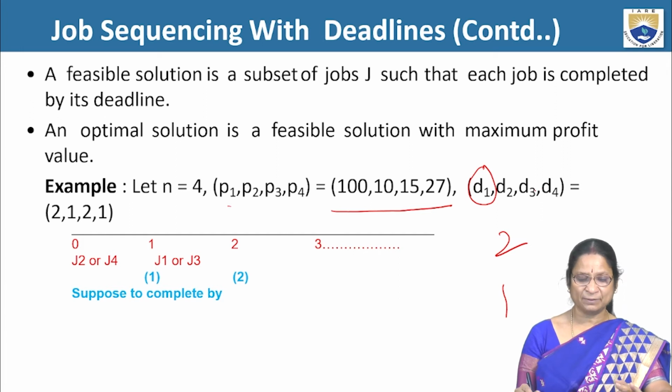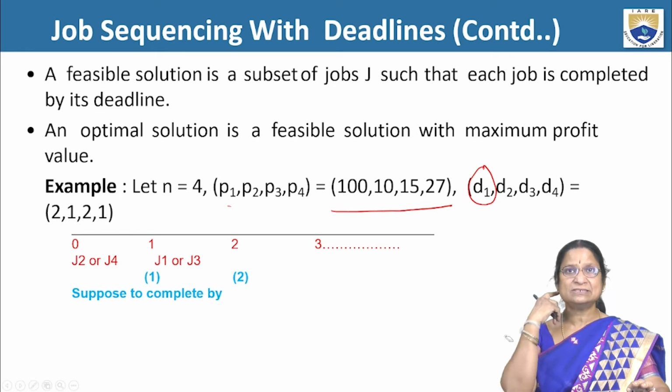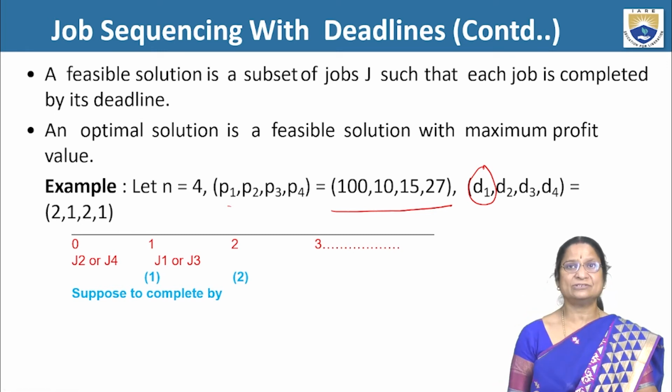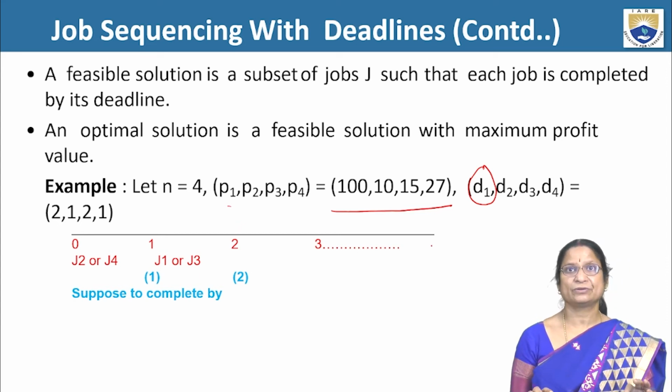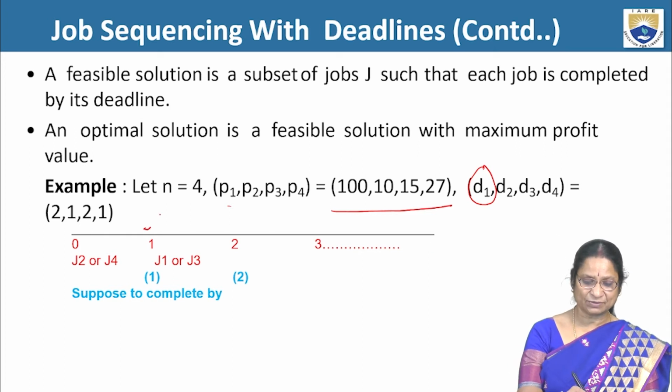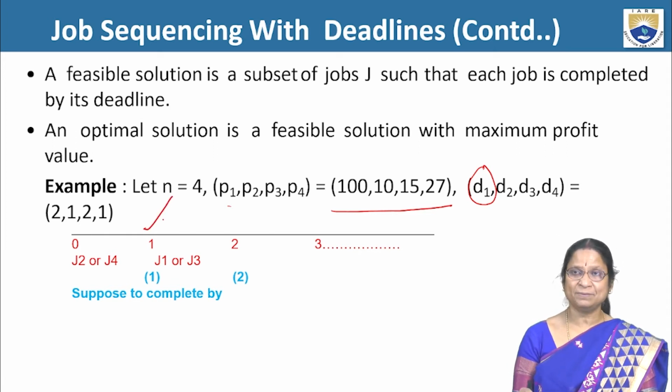The third job should complete by the time the machine reaches 2, and the fourth job is going to be completed by the time the machine reaches 1 only. Please observe that. Initially, when the machine starts, its time is 0. When it reaches 1 and when it reaches 2, this is the timeline. By the time it reaches 1, which jobs must be completed?